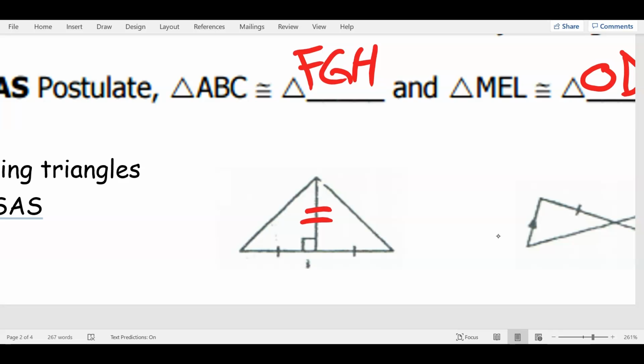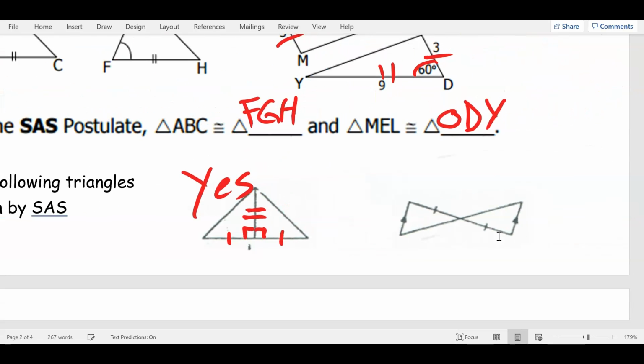Another thing real quick. If I see a 90-degree angle on a straight line, what's the other angle next to it going to be? 90, right? 90 plus 90 makes a straight line of 180 degrees, right? Okay, so this is side, 90-degree angle, side, SAS. That's yes, side, angle, side.